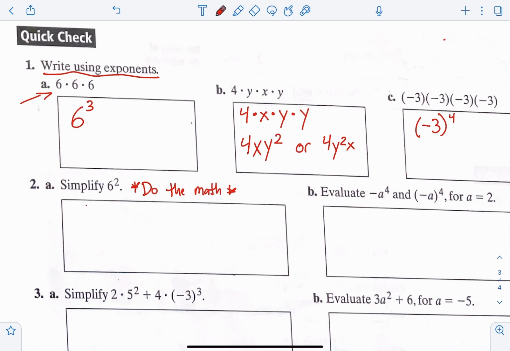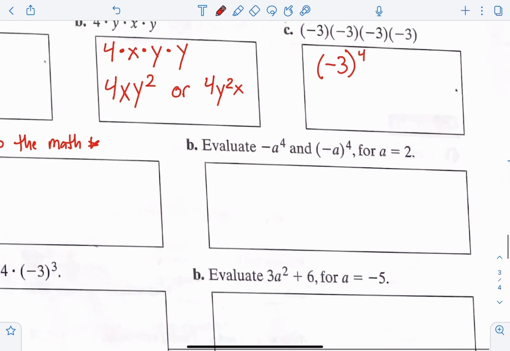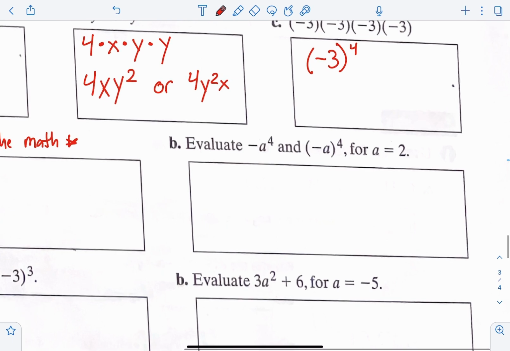Okay, so hopefully what you wrote is 6 times 6 because it was 6 to the 2, meaning that that happens twice. And then your final answer was 36. All right, we're going to do B together. So I want to talk about the difference here. So it says to evaluate -a to the 4th power and -a in parentheses to the 4th power where a equals 2. So we're going to rewrite those first.